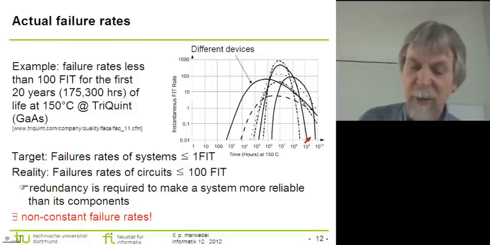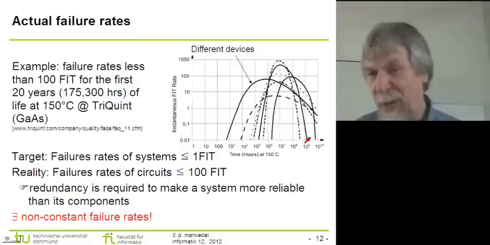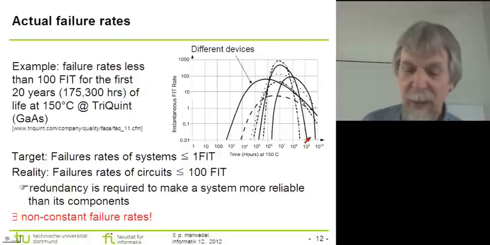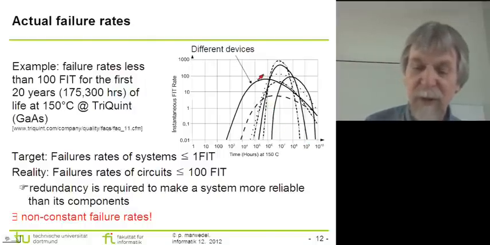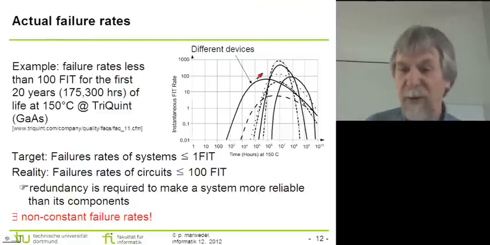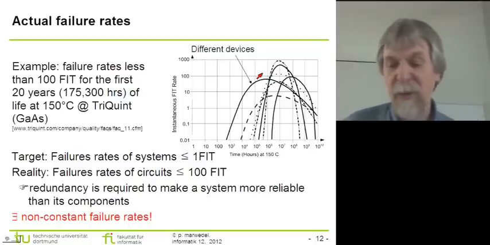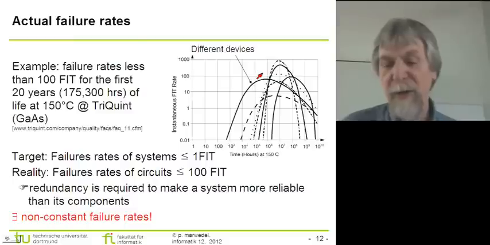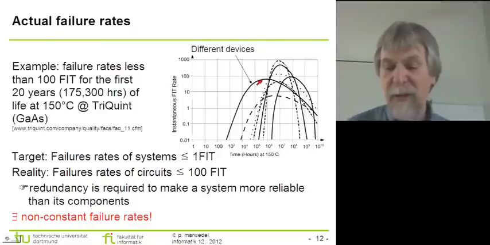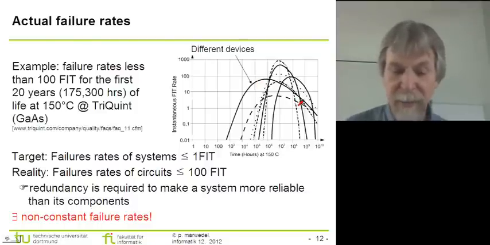So you may wonder, how did the people arrive at these numbers anyway? These are experimental numbers, where people are using increased temperatures and then are using a known or assumed relation between the failure rate at a higher temperature and the failure rate at a lower temperature to predict the failure rates for these very long times.